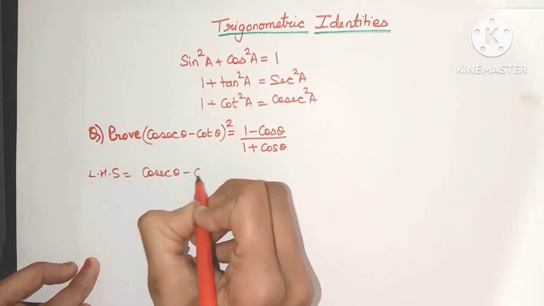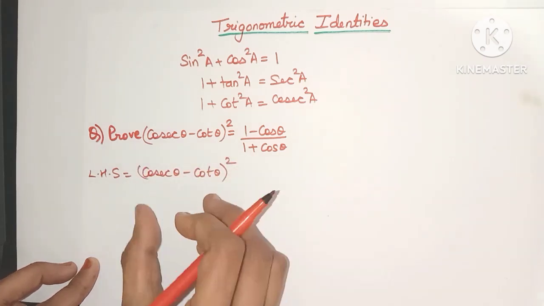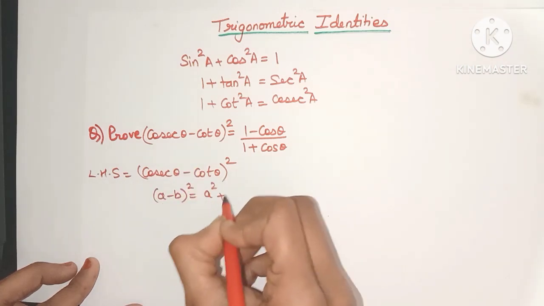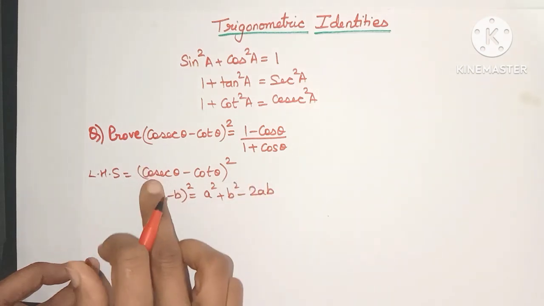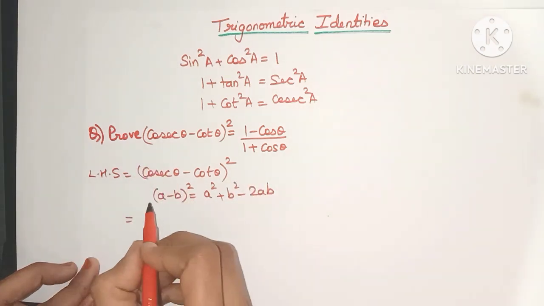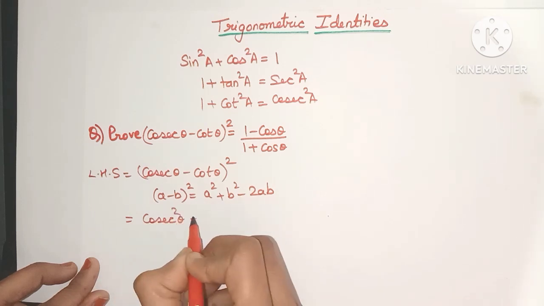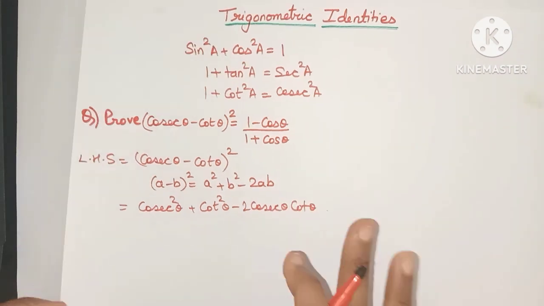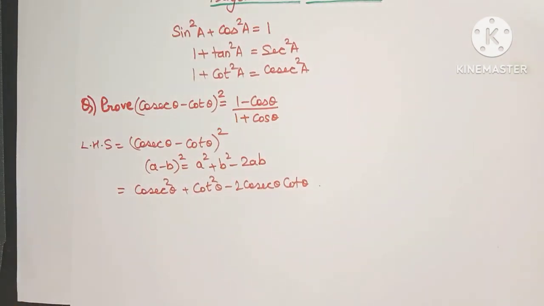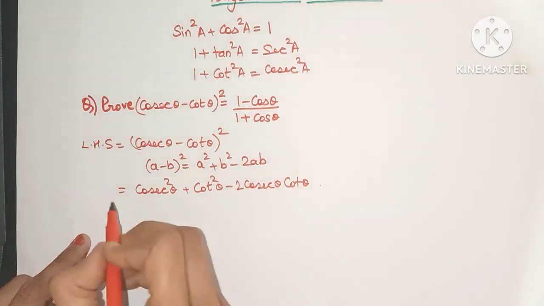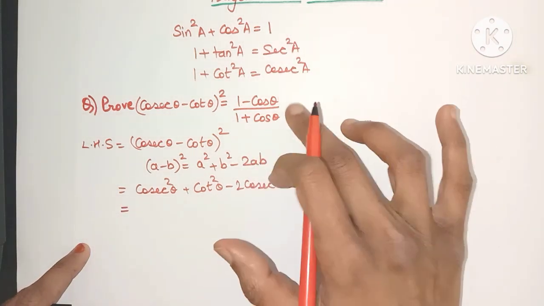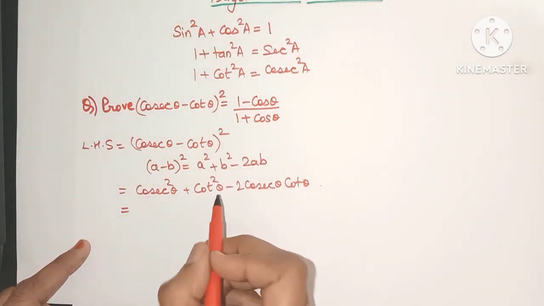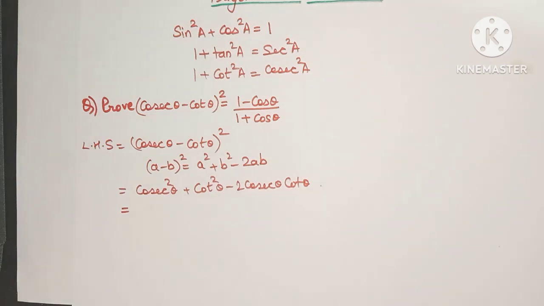LHS is cosec theta minus cot theta the whole square. So friends, if you recall, this looks like A minus B the whole square, which is A square plus B square minus 2AB. So let me substitute this identity over here. So I'll get cosec square theta plus cot square theta minus 2 cosec theta cot theta. So friends, although this is a trigonometric question, you still need to use all types of math concepts. Okay. Now if you see, there is no cosec theta, there is no cot theta at all in the RHS, which means I have to convert this cosec and cot in terms of cos and sine, etc.